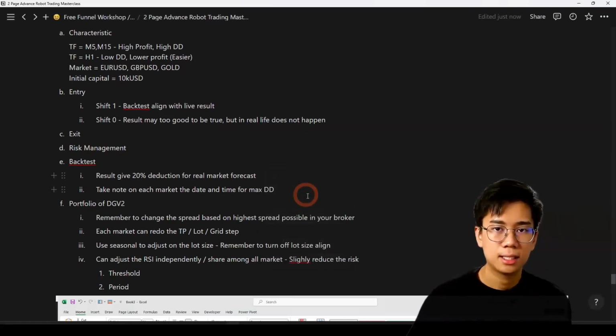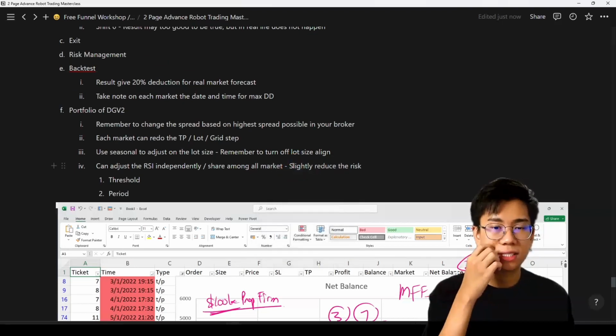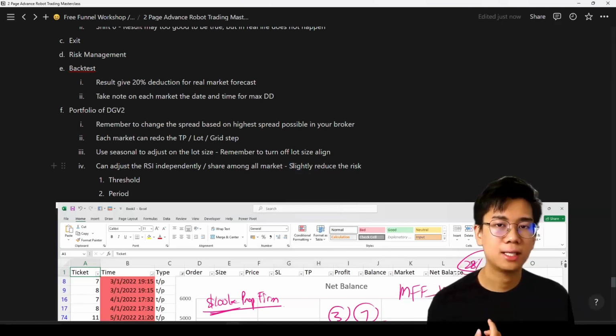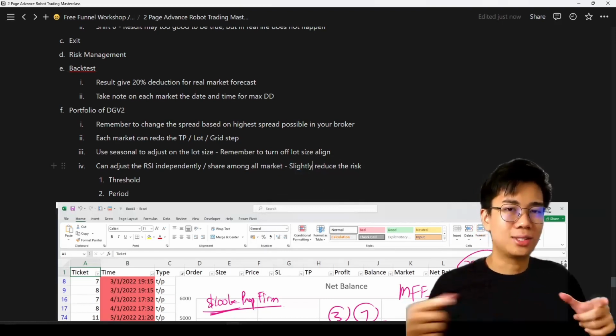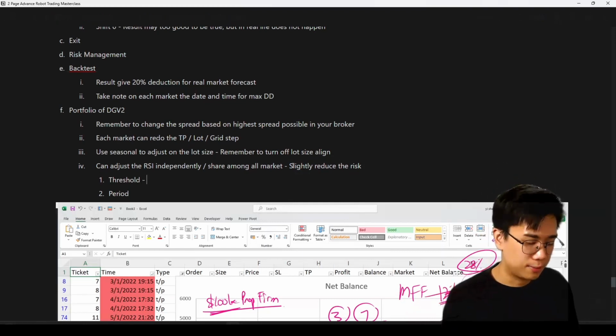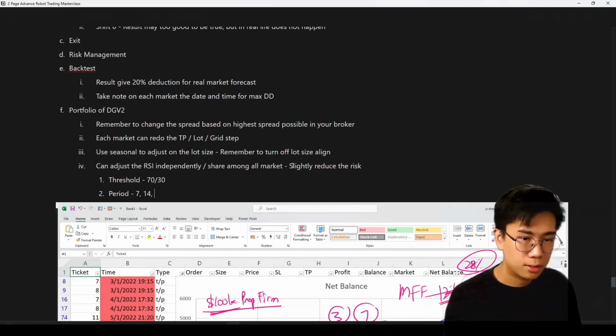Now just slightly reduce. Personally, for this case, I would suggest, why don't I just increase the risk? Because you can get more profit in a short period of time. When you can withdraw the money, the rest is free money, free cash flow. So just continue from there. Now, from here also, there will be two things. Threshold is the 70-30 thing. Period is whereby you can adjust from 7, 14, 21, and then 25, 30.